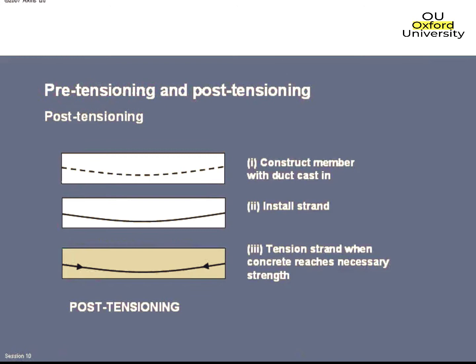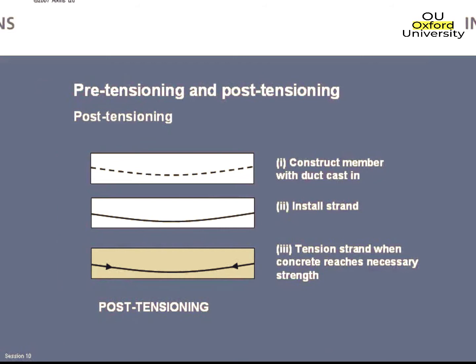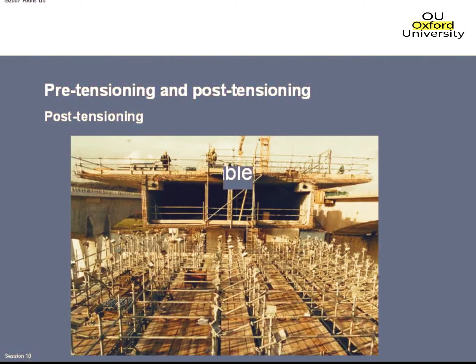Post-tensioning, okay, obviously when you see post-tensioning in the Eurocodes, what it means is you've cast things the other way around. We've cast the concrete first with an empty duct there. We've then installed the strands through into the hardened concrete, and then we've stressed the strand once the concrete has reached a suitable strength to do that. And again, another gratuitous picture of a post-tension bridge.